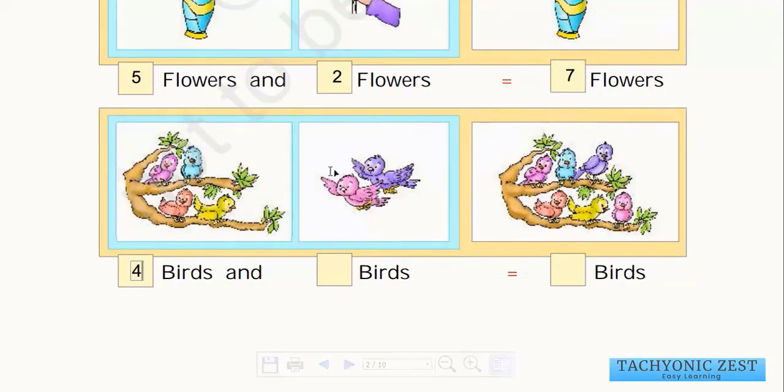Then how many birds came and joined these birds? We will count here, 1, 2. So 2 birds came and joined these 4 birds. What is the total number of birds? Now all the birds are sitting on the same tree. If 4 birds are there and 2 more birds come in, the total number of birds is, let's count, 1, 2, 3, 4, 5, 6. So now the total number of birds is 6.